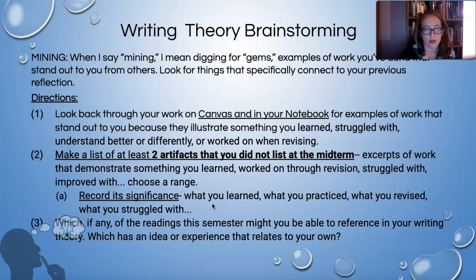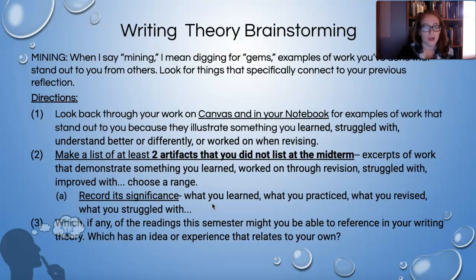For the portfolio, for the writing theory, you have to have at least 7. This is just to get you started on some things you might be able to use for your examples of work. You can use anything: your studio work, things in your notebook, brainstorming, drafts, feedback. If you wrote it this semester, you can use it.